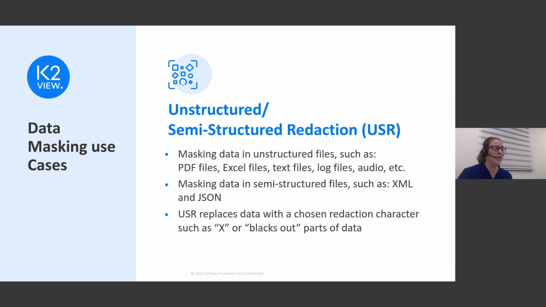The third use case is unstructured, semi-structured data masking, or redaction. So masking data in unstructured files such as PDF or Excel files or text files, log files, audio, etc. And also masking data in semi-structured files such as XML and JSON. This type replaces the data with chosen redaction characters such as X, or blacks out parts of the data. Hod will show a demo of masking unstructured data.